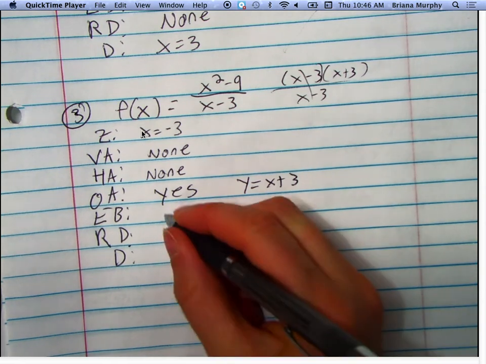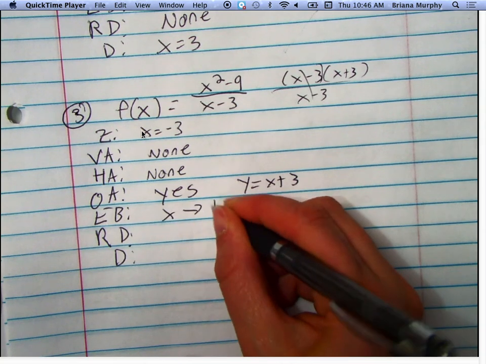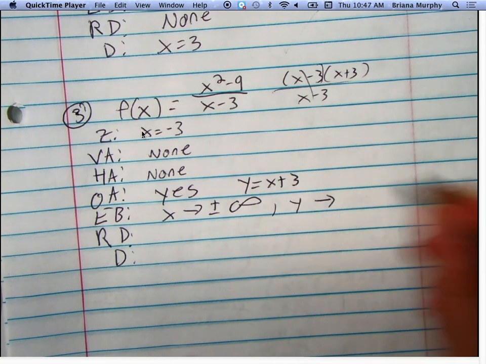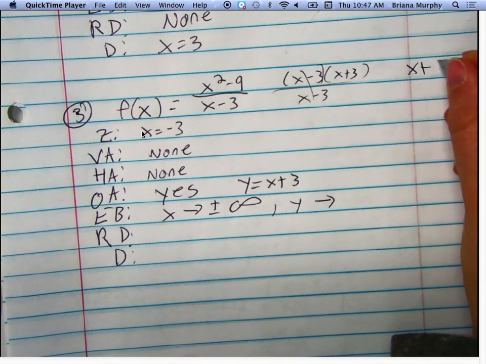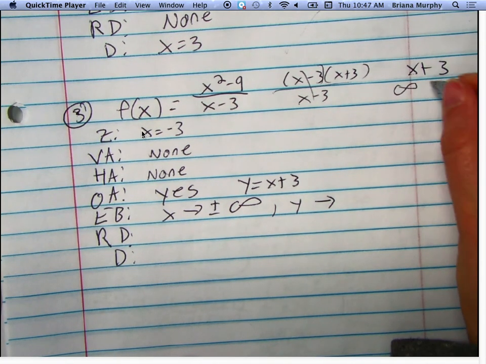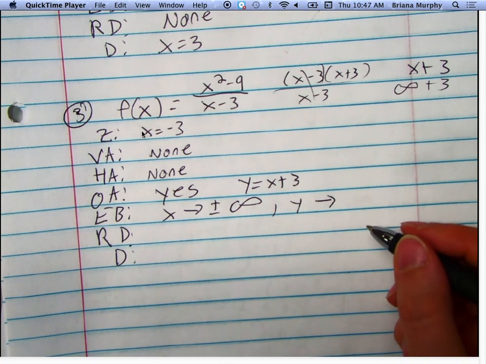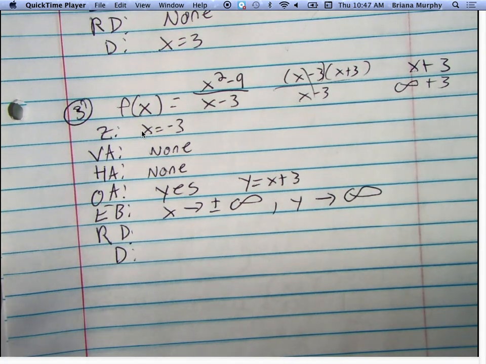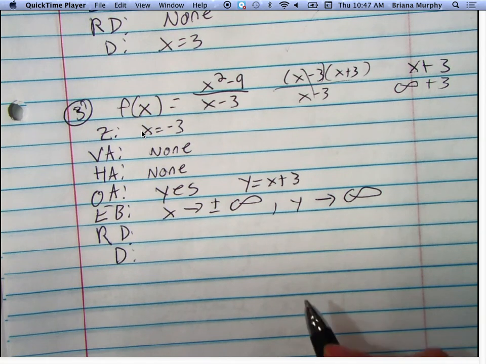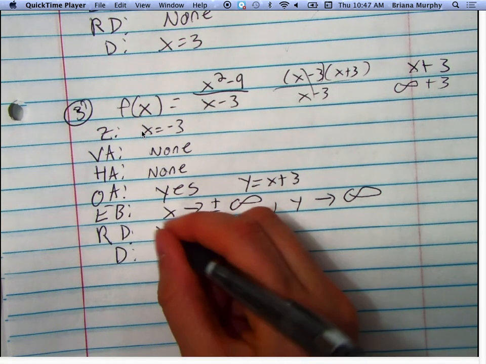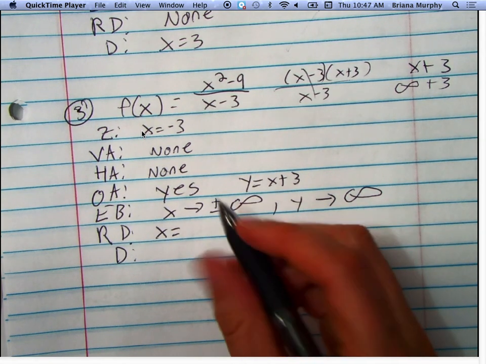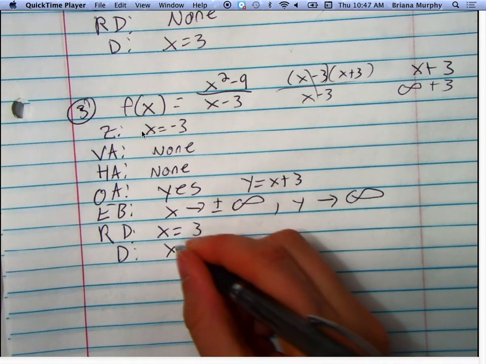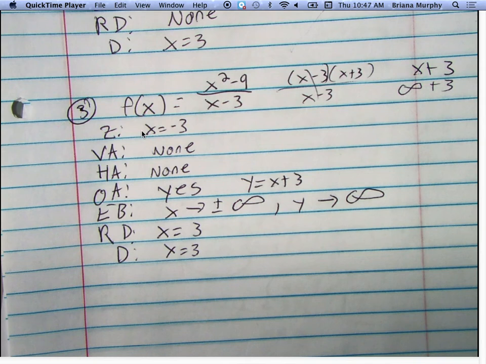What is the end behavior? As x approaches positive and negative infinity, what does y approach? So we're just looking at x plus 3, right? If I stick in infinity, infinity plus 3 is still going towards what? Infinity. Done. What's the removable discontinuity? X equals 3. Okay, so the discontinuity is only x equals 3. All right, let's try and graph this.